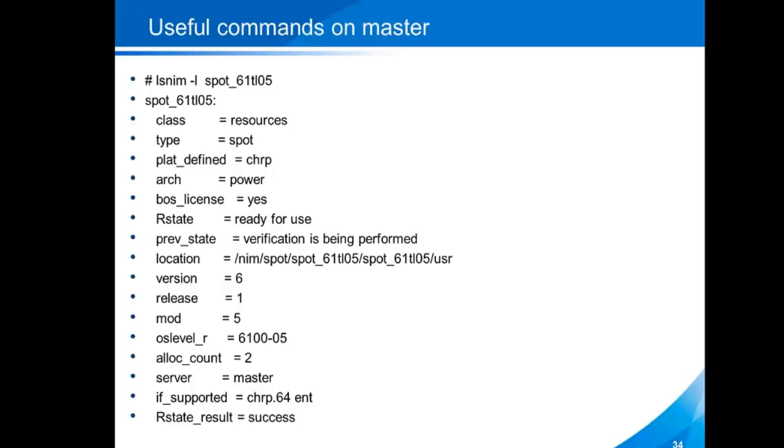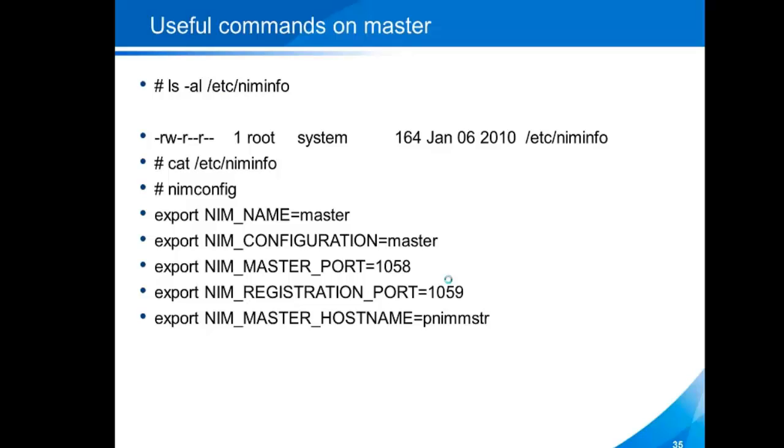This is just showing you the same thing for the SPOT, and again it's going to show me the oslevel -r output, and you can also see down the bottom that this is a chrp 64 SPOT. So it gives you a bunch of information about that SPOT. You'll also see that there is a file called nim_info, and in that you'll see a number of exports that are related to NIM. When we talk about backing up the NIM database, this is one of the files we'll back up.